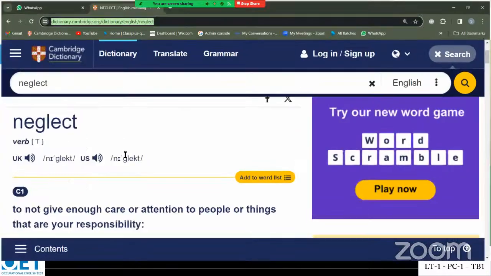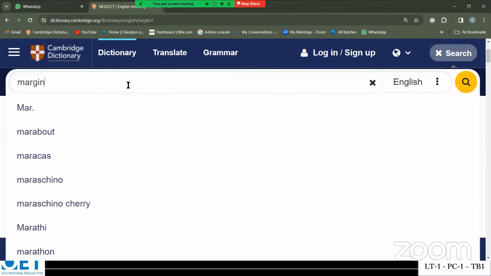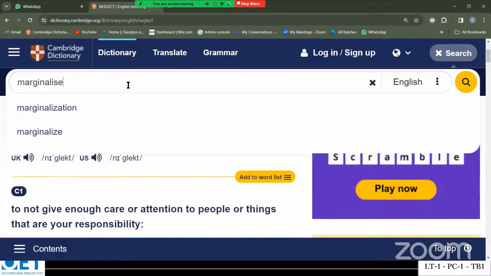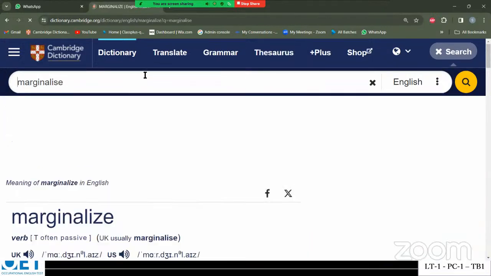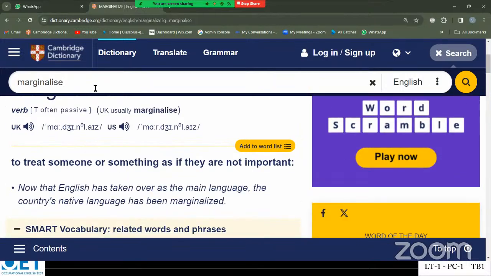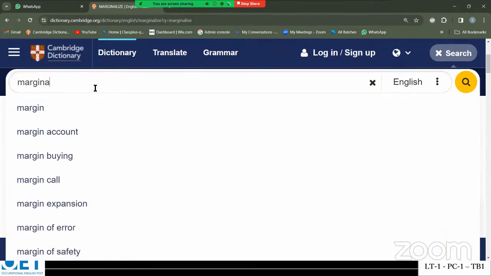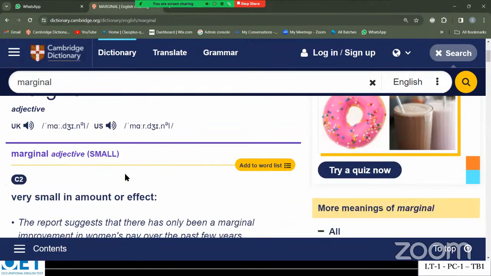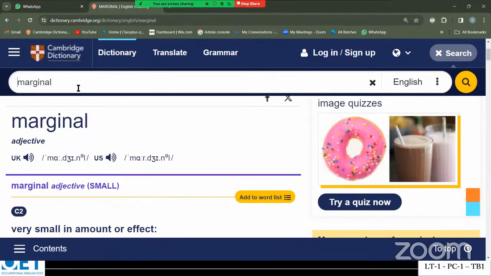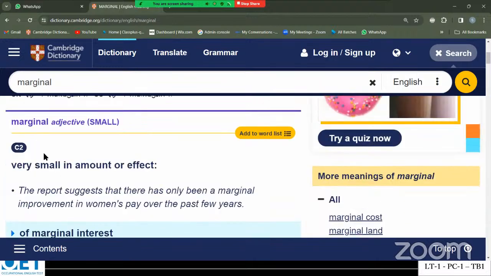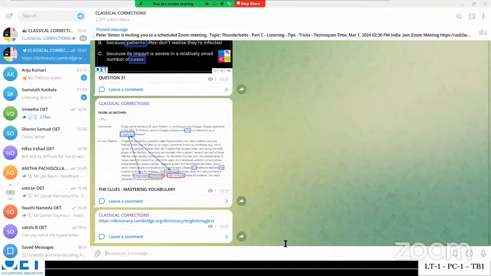Now let us go to another word, that is marginalized. Margin, marginal. Marginal is C2. Very small in amount. So it's a very, very important word. Marginalize is even more powerful than this. Marginal means given very small attention. Learn these words. It will be easy for you to understand the text.